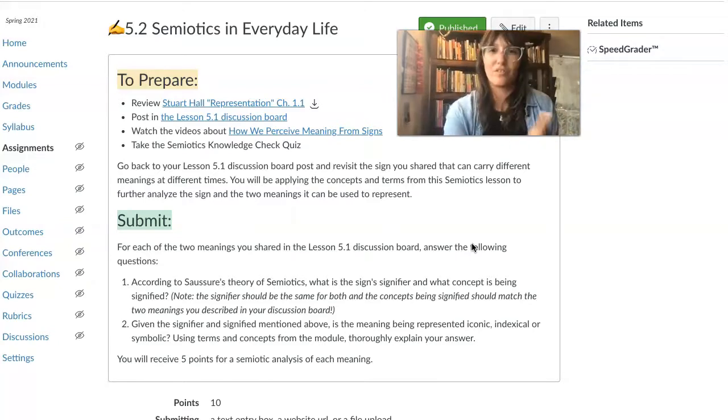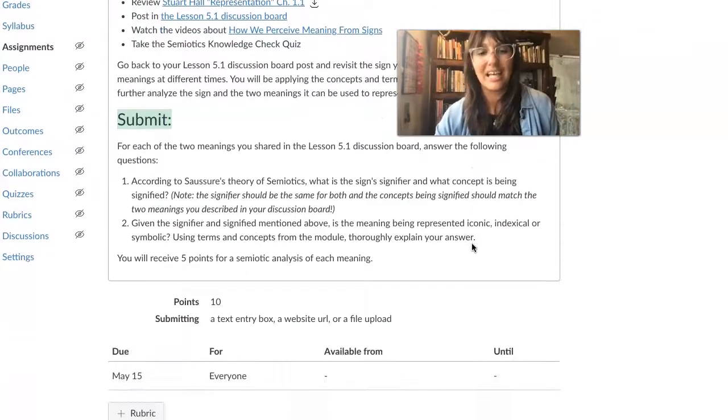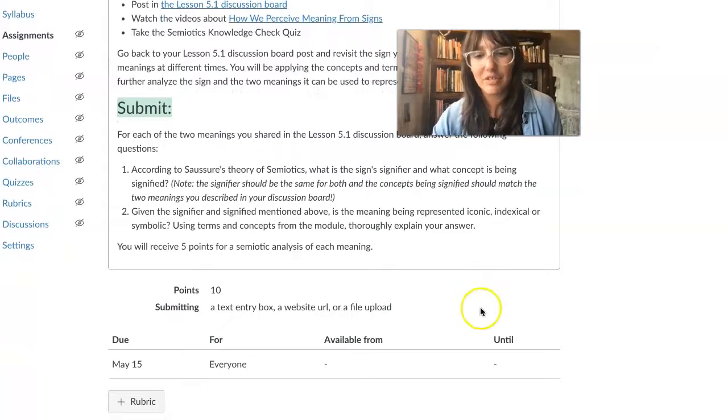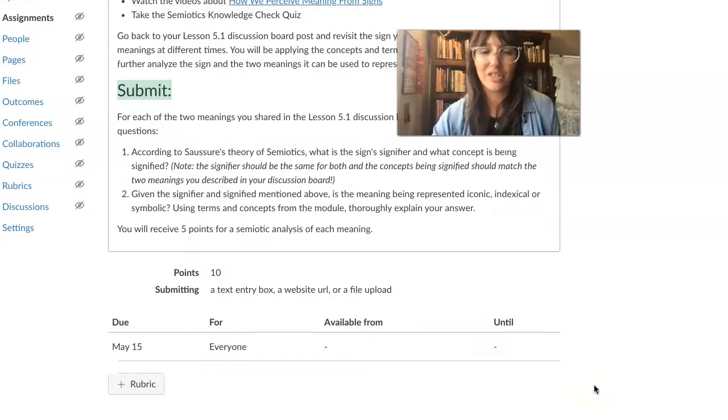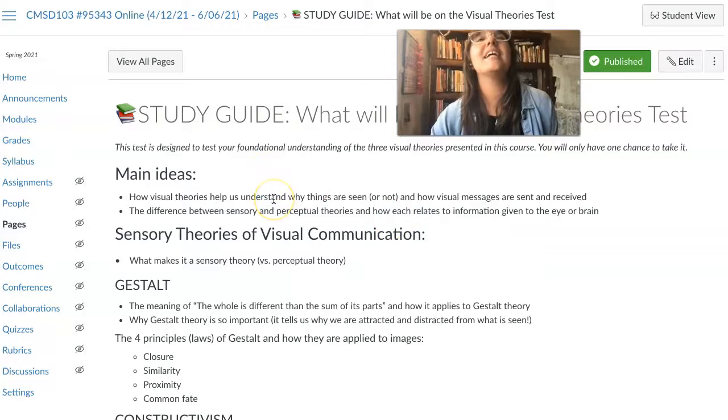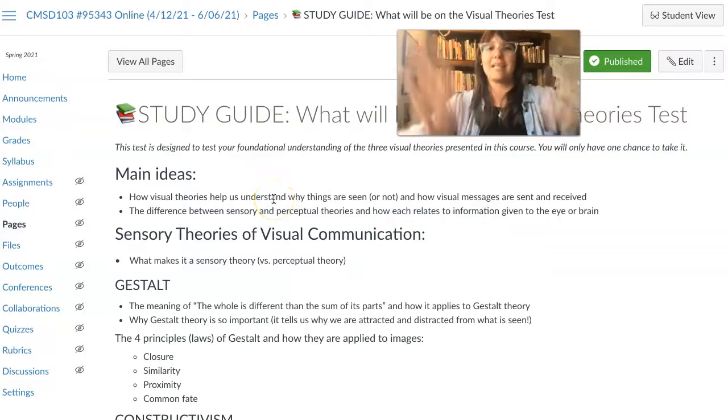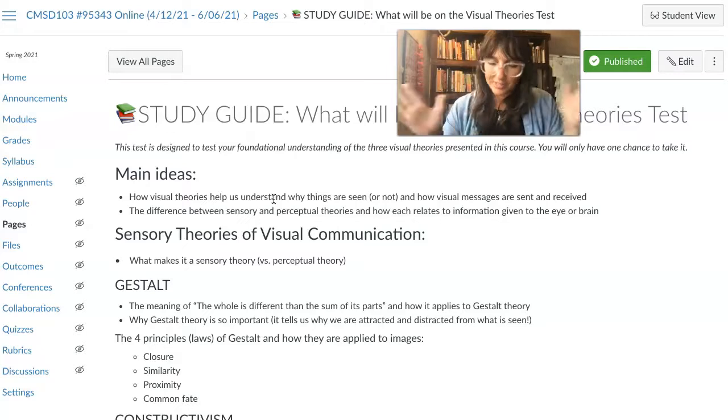So you're getting the foundational theory earlier in the week, and then the second lesson is giving you some more specific terminology to identify why you attached that meaning to that sign. How did you know to do that? And then you get to take the test, the visual theories test. You have learned about 3 visual theories this week, and in this class, and you will be tested on all of them. So instead of a midterm, you have a visual theories test.